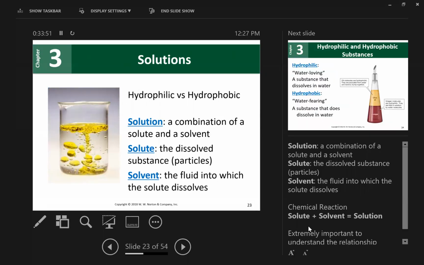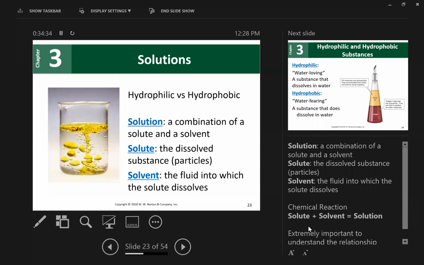Looking at solutions. This is another set of terms that you're really going to want to become a part of your language here in biology, and particularly when we're working in our applied lab space. So a solution is going to be a combination of a solute and a solvent. If you think about it as a chemical reaction, your solution is your reactant. Going into that reactant, you have your solute and your solvent.